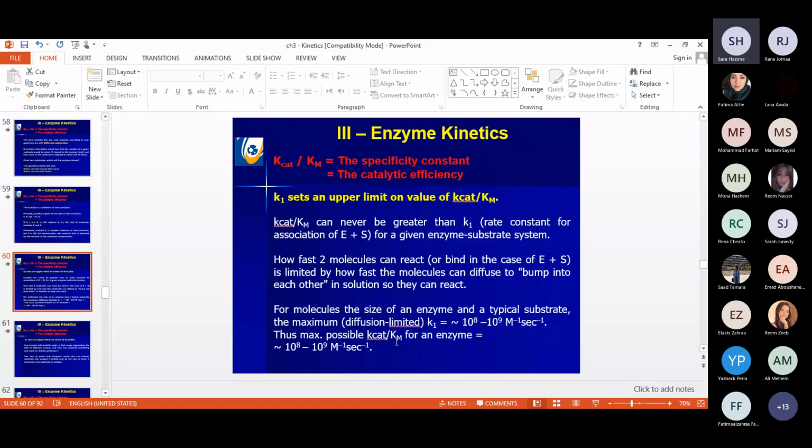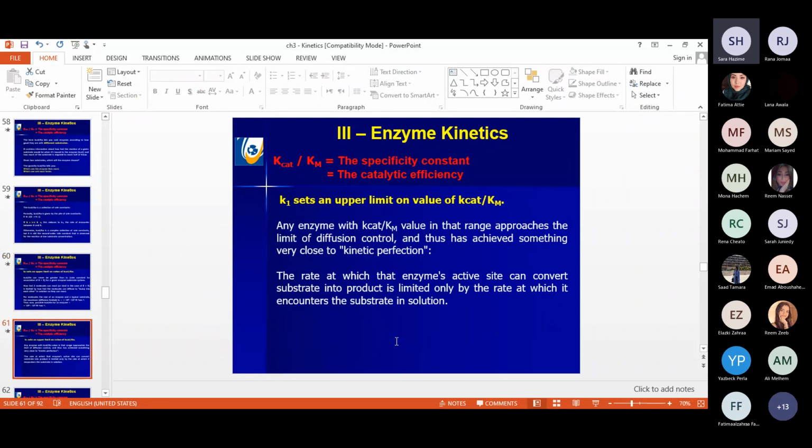These are the same, but just to keep in mind, for molecules the size of an enzyme and a typical substrate, the maximum, which is called diffusion limited K1, is between 10 to the 8 and 10 to the 9 molar minus 1 second minus 1. Okay, so the maximum value for K catalytic over Km for an enzyme will be between 10 to the 8 and 10 to the 9. This is very important to know. The highest value and the maximum value for a typical substrate, 10 to the 8 to 10 to the 9, is the value for K1, which is the same as when you have K2 very high. So the whole ratio will be limited to the value of K1, meaning 10 to the 8 to 10 to the 9.